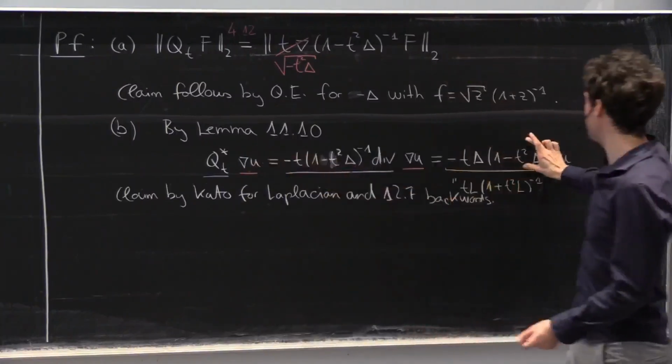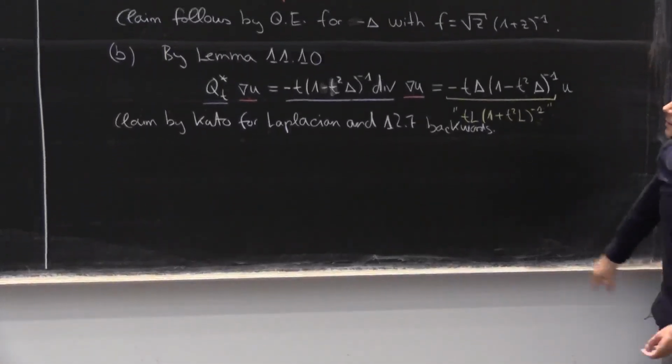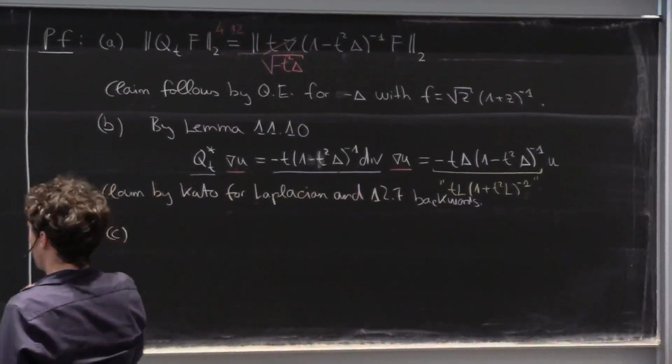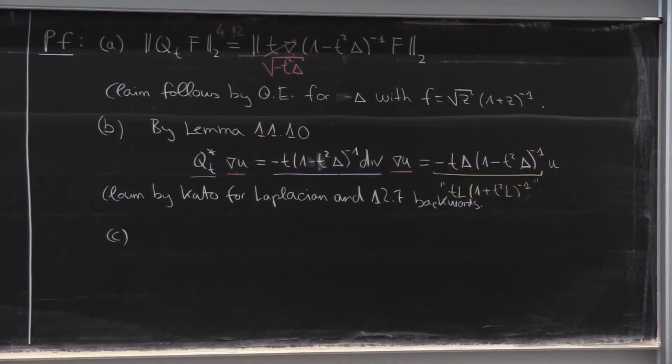This says that this square function here is controlled by the gradient of u, which is precisely what I'm claiming over there. Okay, so it remains to prove the C part. Now in the C part, I'm giving this thing here a number.